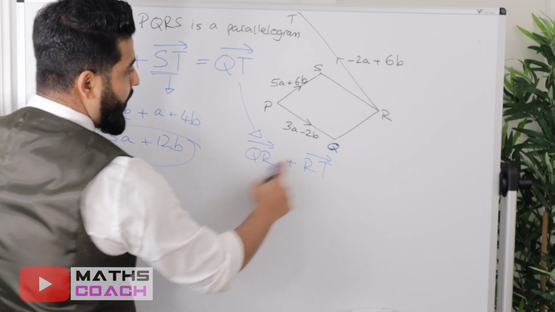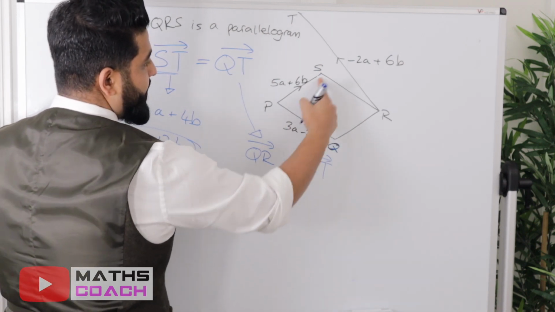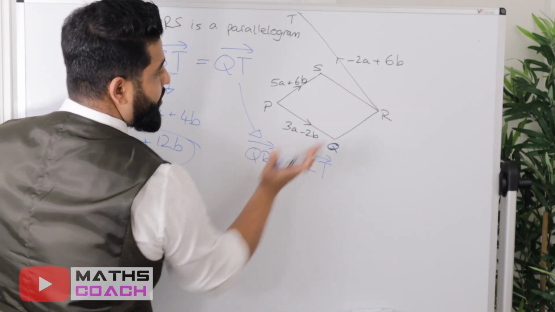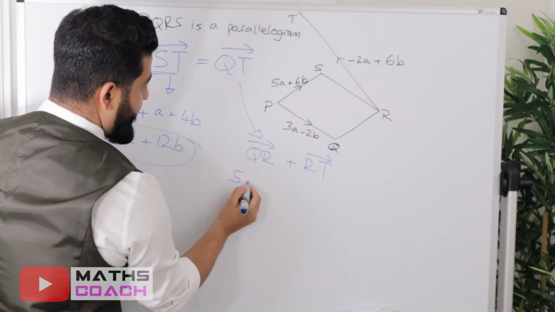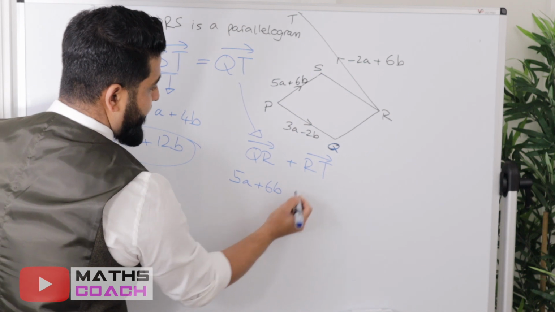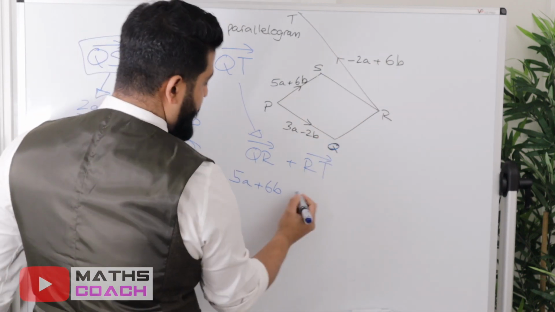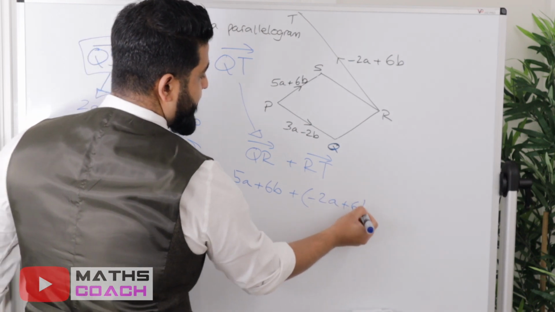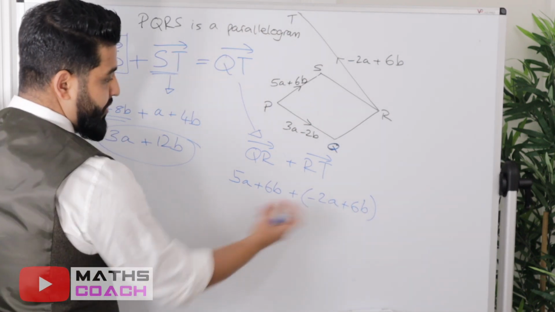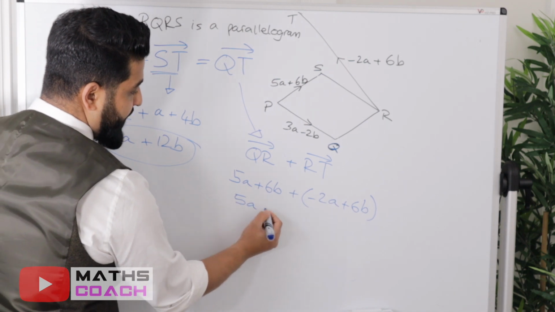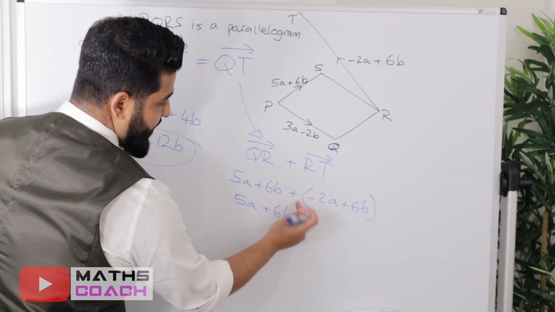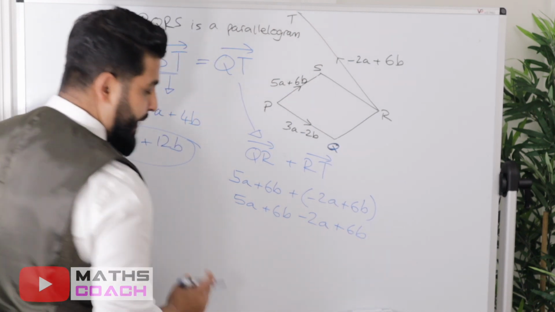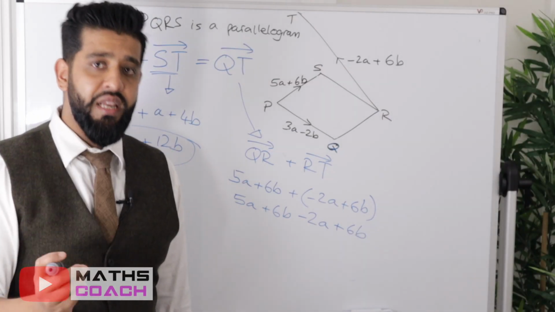Now Q to R is going to be the same as P to S. So it's in the same direction, it's going that way. So it's going to be 5a plus 6b. And R to T is given to us in the question. So once again, we can just add minus 2a plus 6b. All that's required now is to take things out of the bracket. So we get 5a plus 6b, and we're going to have a negative out here again, plus 6b.